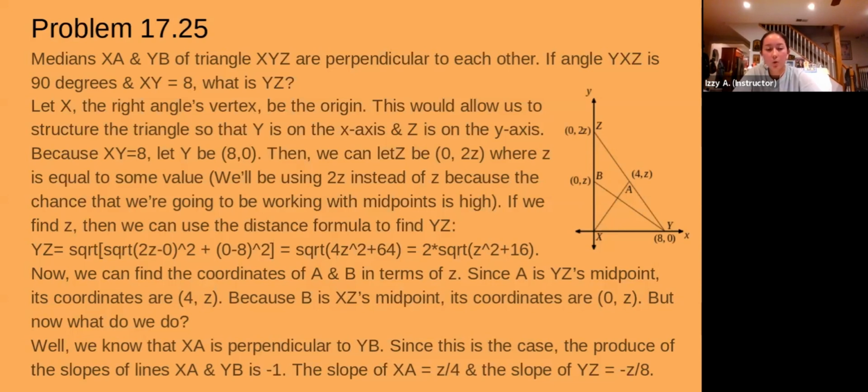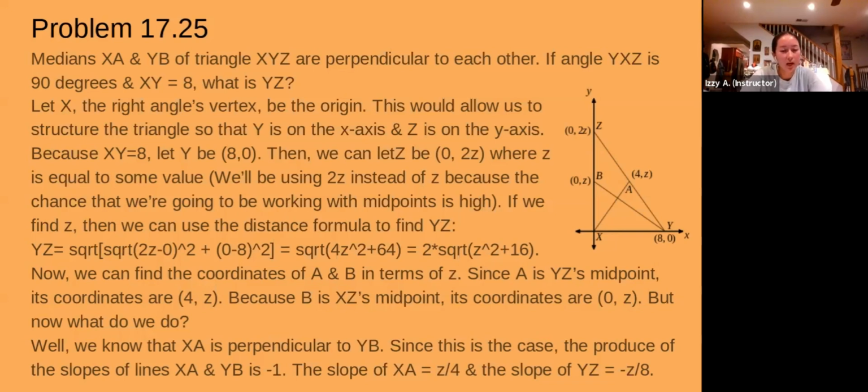Now we can find the coordinates of A and B in terms of z. Since A is YZ's midpoint, its coordinates are (4, z). Because B is XZ's midpoint, its coordinates are (0, z). But now what do we do? Well, we know that XA is perpendicular to YB, and since this is the case, the product of the slopes of lines XA and YB is -1.